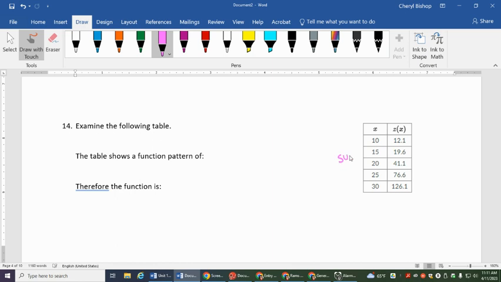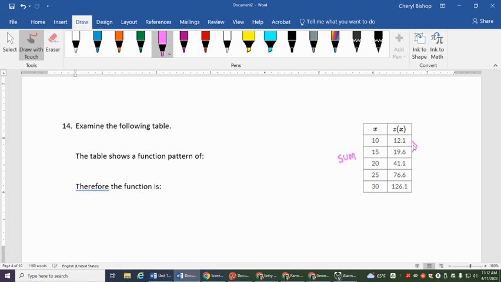So that is finding a sum, right? We're doing a sum of 5 each time. On my right-hand side, what's happening? It doesn't look like I'm multiplying by anything, although we can see if I were to do 19.6 divided by 12.1, that would be 7.5. Am I multiplying each time by 7.5? 19.6 times 7.5 is 147. So that's not going to work. So let's check for second difference.